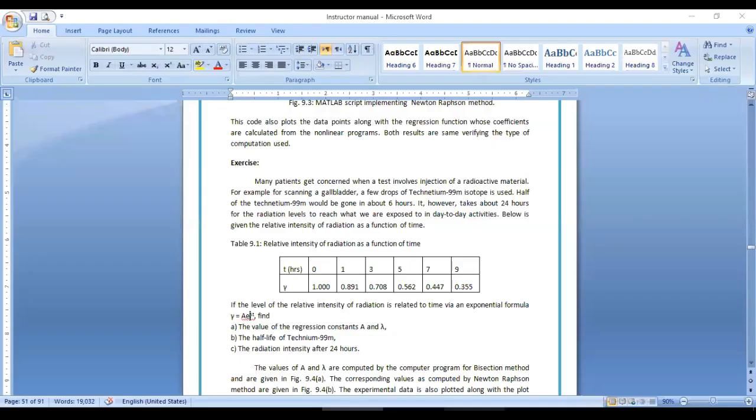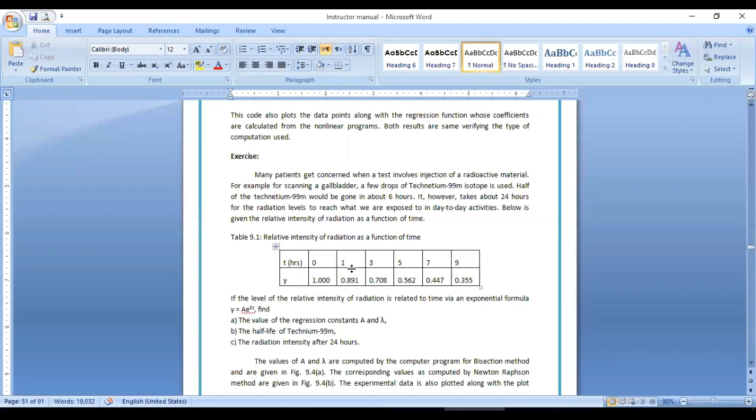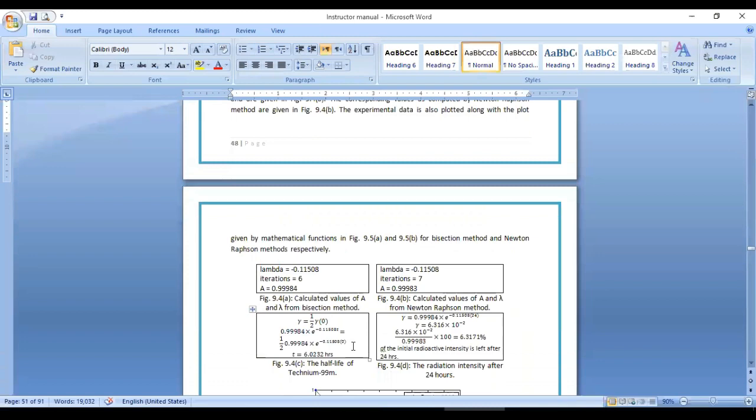So in the second part of this activity, we have to calculate the half-life of technetium-99m and radiation intensity after 24 hours. So these are all very simple.